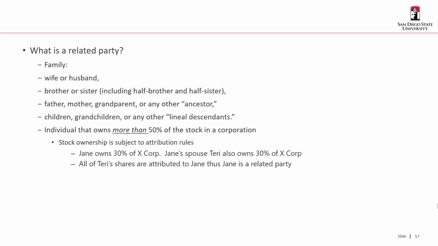So in this case, Jane owns 30% of X Corp. And Jane's spouse Terry also owns a different 30% of X Corp. However, under the family attribution rules, all of Terry's shares would be attributed to Jane. Thus, Jane would own her 30% plus Terry's 30%, or 60%, and therefore Jane and X Corp are related parties. The exact same is true for Terry. Jane's shares would be attributed to Terry as well, and as a result, Terry would also be a related party.